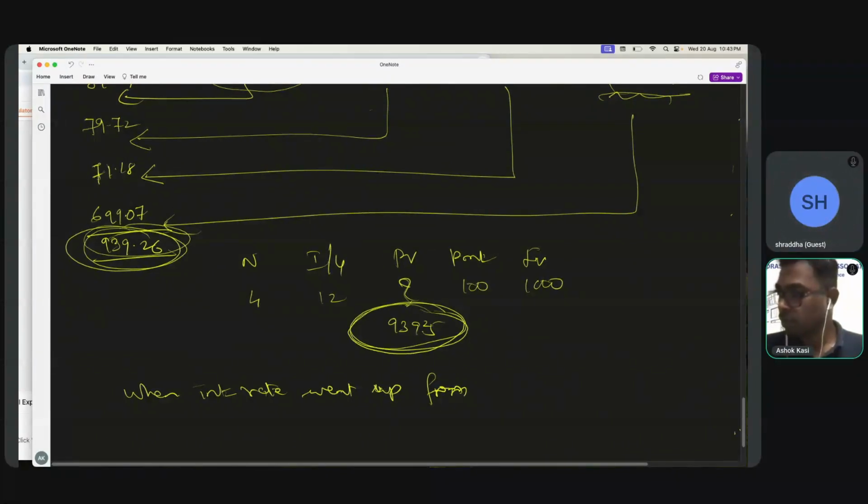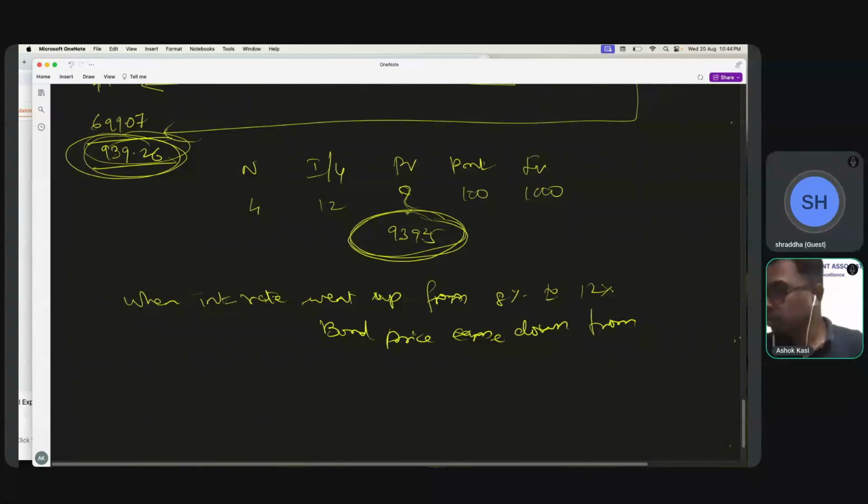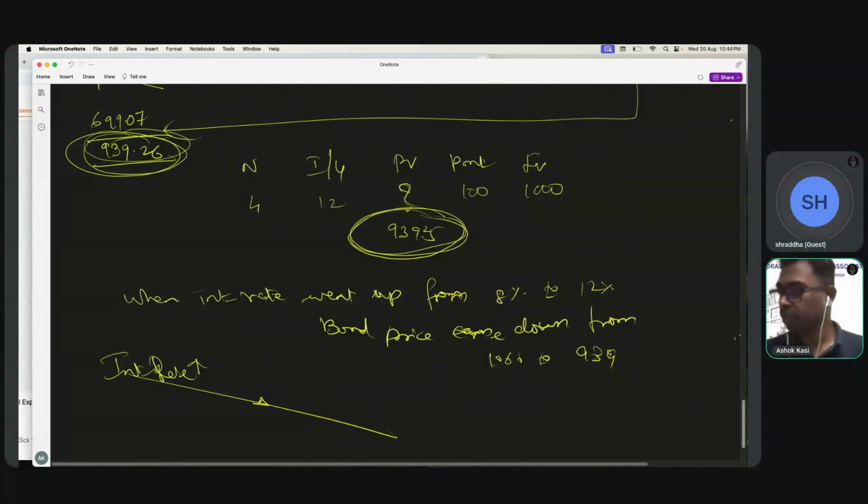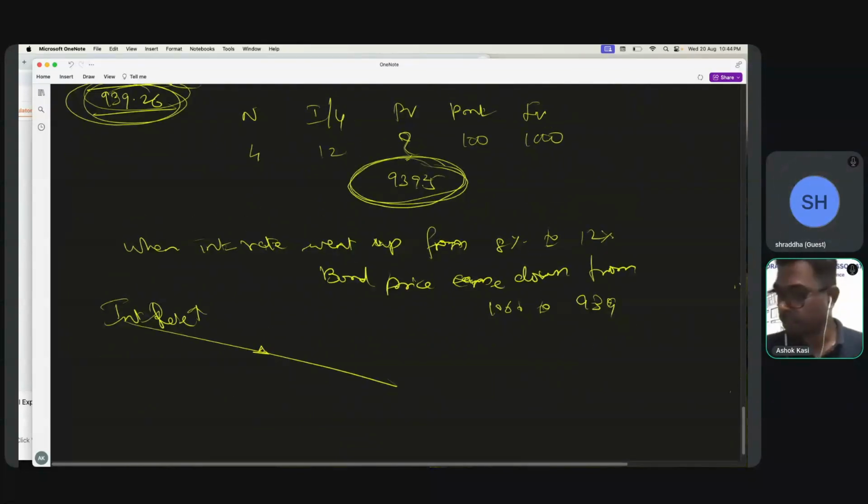From when the interest rate went up from 8 percent to 12 percent, the bond price came down from 1066 to 939. Why it is happening conceptually, I will tell you another day. Now, just mathematically, I'm telling you what is happening here. When interest rate is going up, bond price is coming down.